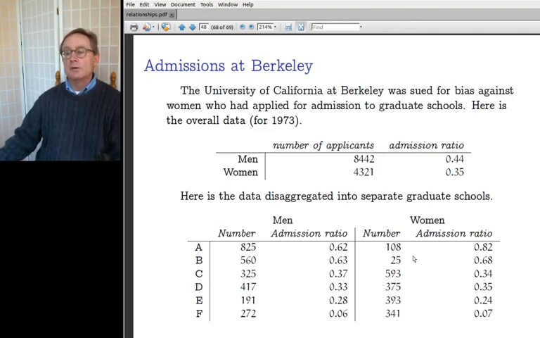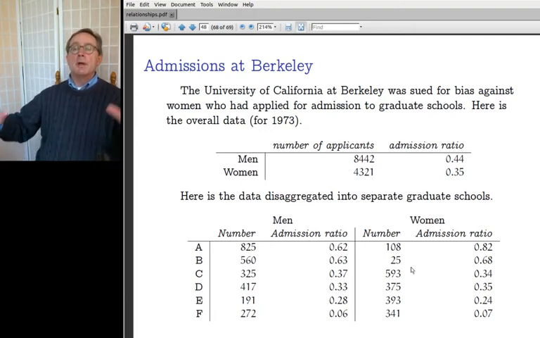And the answer is, of course, in those graduate schools where women are admitted at a higher rate, you're looking, for example, at A, there's 825 men, 108 women, so there's a lower number of cases involved. Likewise with B, there's only 25 women, 560 men. So there's a lower number of cases involved. It's true they're brought in at a higher rate, but there's fewer of them.